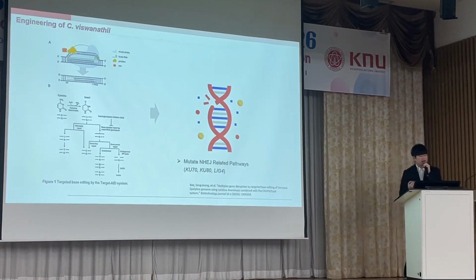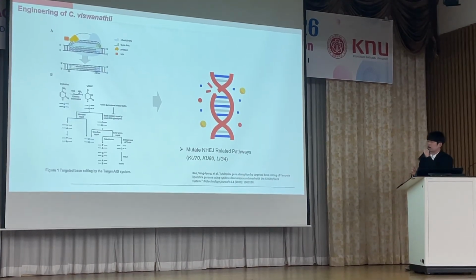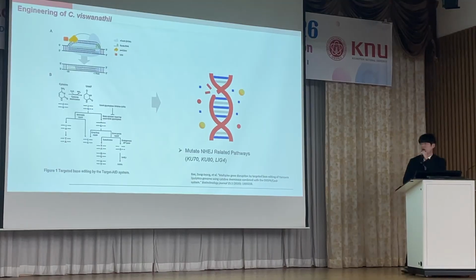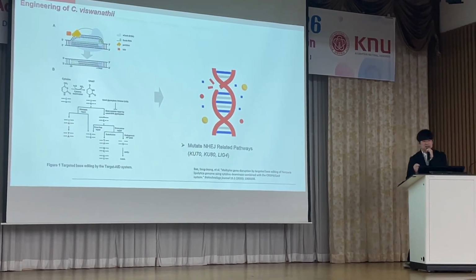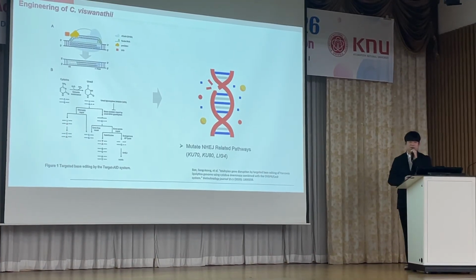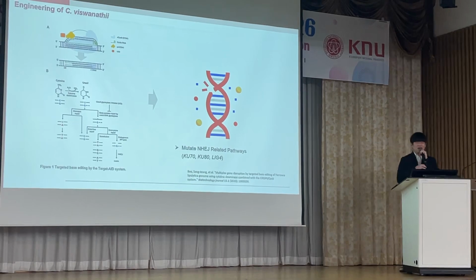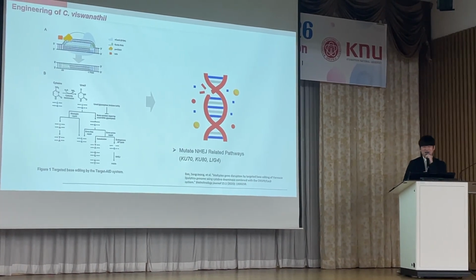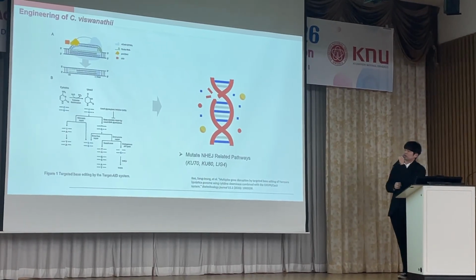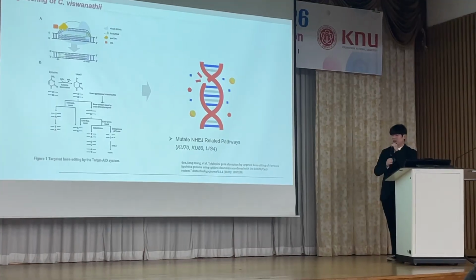So we have to reduce the NHEJ pathway. So we have to knock out KU70, KU80, and LIG4. However, when we were using the CRISPR-Cas9 system to knock out those genes, we had a hard time. I wanted to delete NHEJ genes by using the CRISPR-Cas9 system, and it is not working. So I had to select another way. So I chose to do base editing.